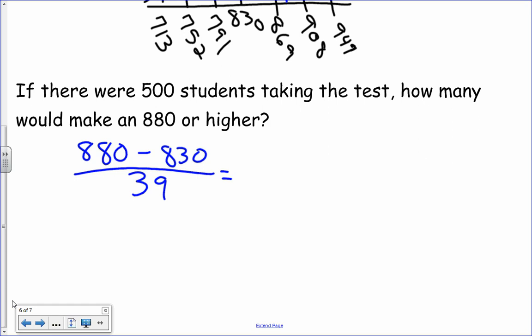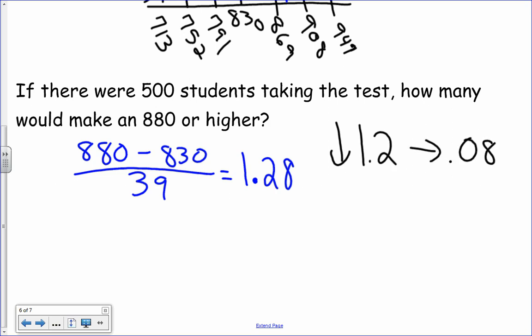What y'all got? 1 point what? Did anybody else get 1.28? All right, so 1.28 is your z-score. Here's what that means. Go down to 1.2, go right to 0.08, and look at the decimal that you have there and write it down. Down to 1.2, trace it over to 0.08, and your decimal should be 0.8997, is that right? So what percentage is that?